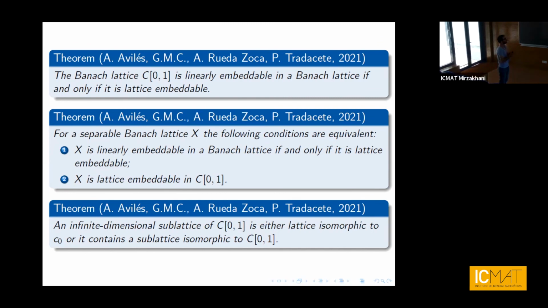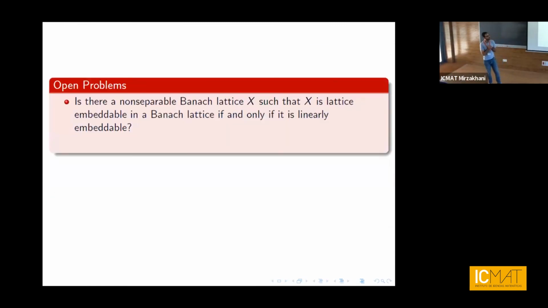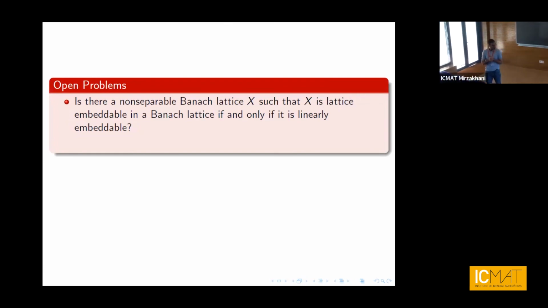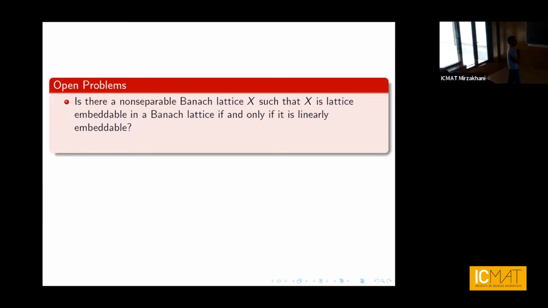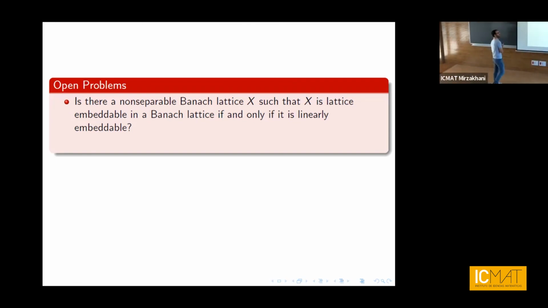And well, one may think what happens with non-separable Banach lattices. The main remaining question is whether there are non-separable Banach lattices having this property. We do not know if there are such Banach lattices. For example, C0 of omega 1 or C0 of an uncountable set does not have this property. A Banach lattice having this property must have the countable chain condition.